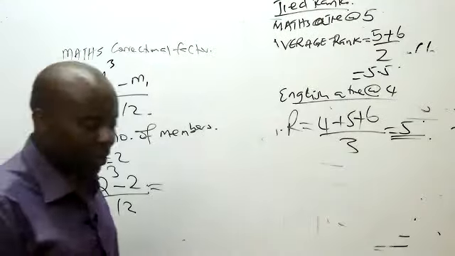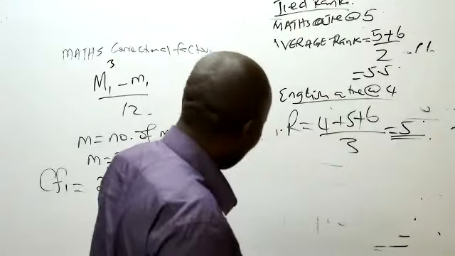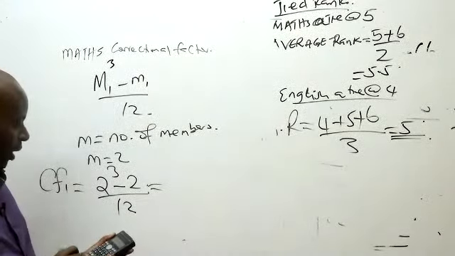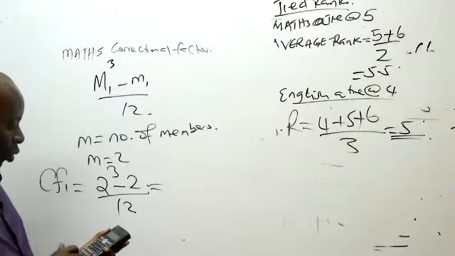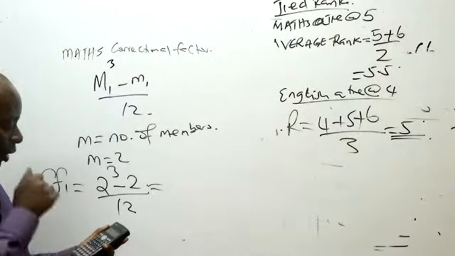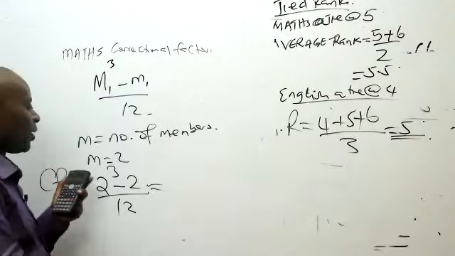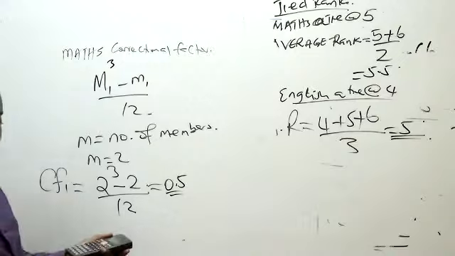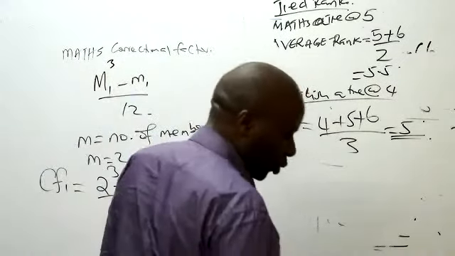So the correctional factor, what do we have here? We have 2 raised to power 3 minus 2 divided by 12, which will give us 0.5. From there, go to correctional factor 2.